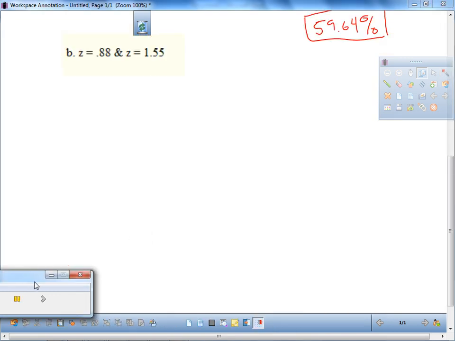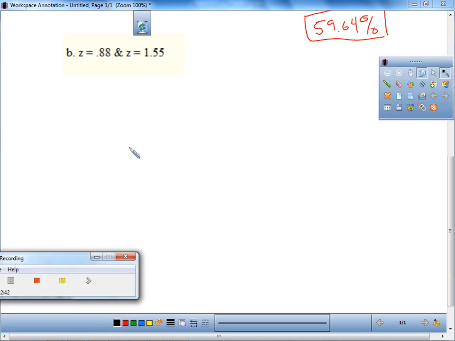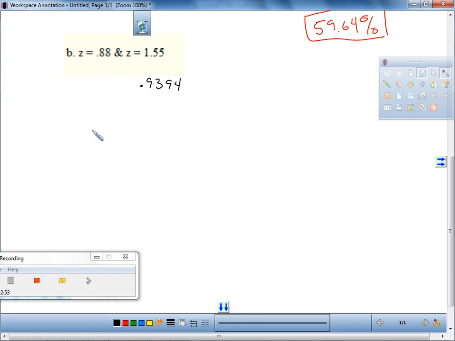Alright, let's look at the B example. Here we have a z-score of 0.88 and a z-score of 1.55. So I'm going to go look up the table values for both of those. Alright, so I found the table value for the 1.55 to be 0.9394. Okay, and I'm going to do the same thing for the 0.88, which is 0.8106.